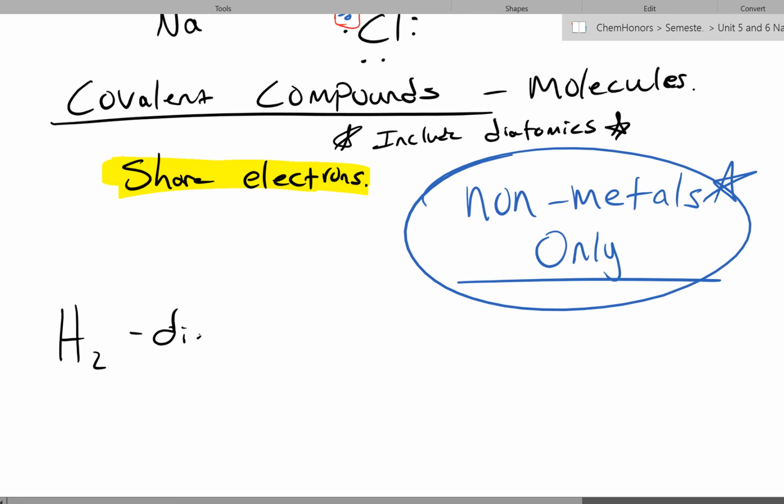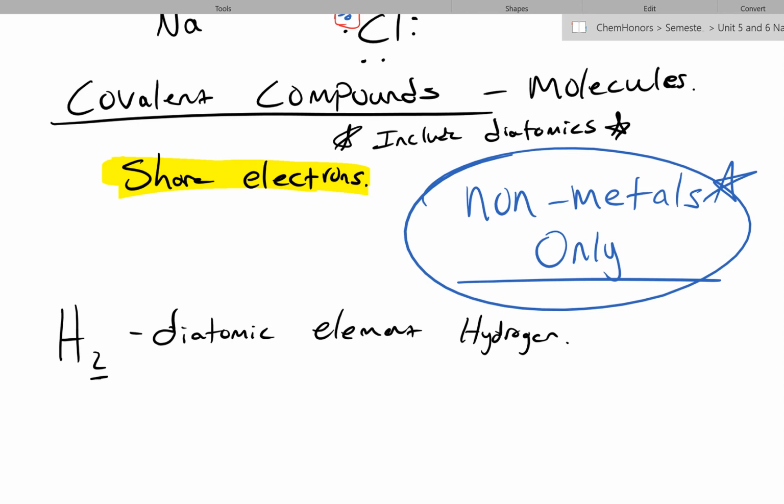This is the diatomic element hydrogen. So in nature, hydrogen is actually found as H2, not as just H by itself, because it's going to bond to another hydrogen to be stable. And this is how that happens.